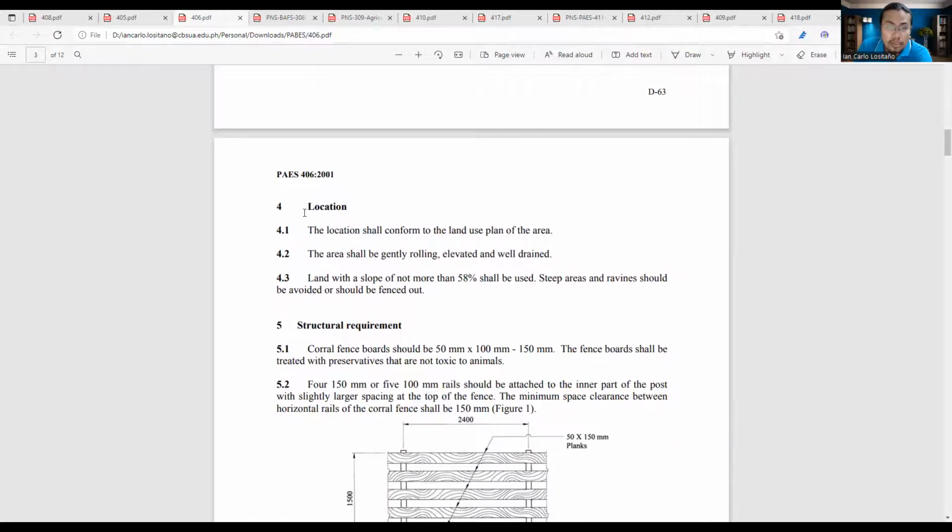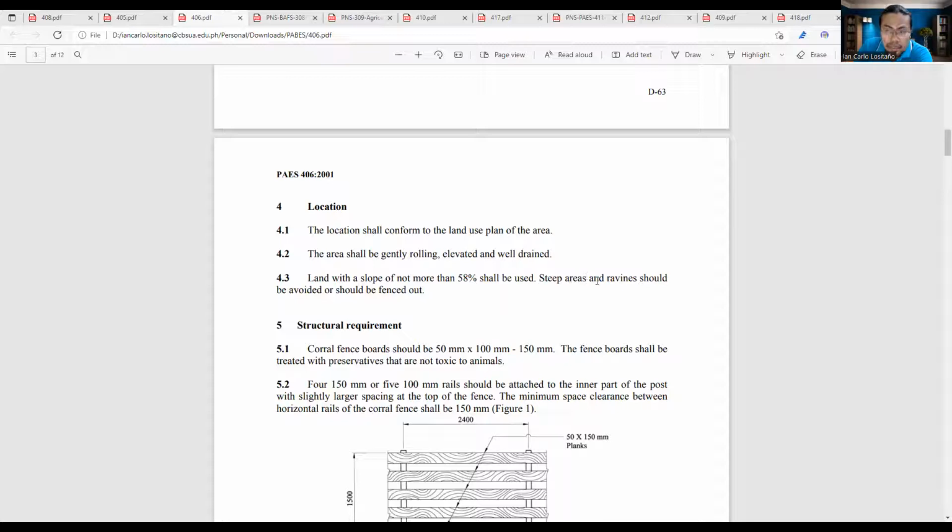Again, location specifications should follow the land use plan of the area, and the area should be gently rolling, elevated, and well drained. Again, this is a structure, and the slope shall not be more than 58%.